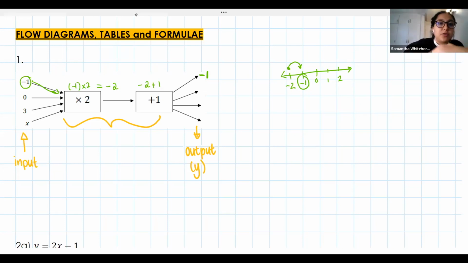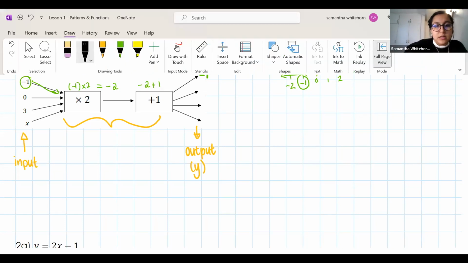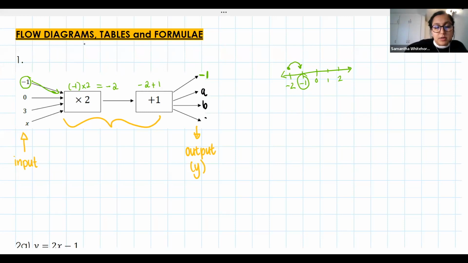So what I want from you guys is I want these remaining 3 answers. I'm going to label them A, B, and C. Actually, I just want A and B for now. We'll chat about C. So I want you guys to find the output values for me when your input value is 0 and when your input value is 3. Put those answers for me on the chat. Number them A and B, and we'll see what we get.